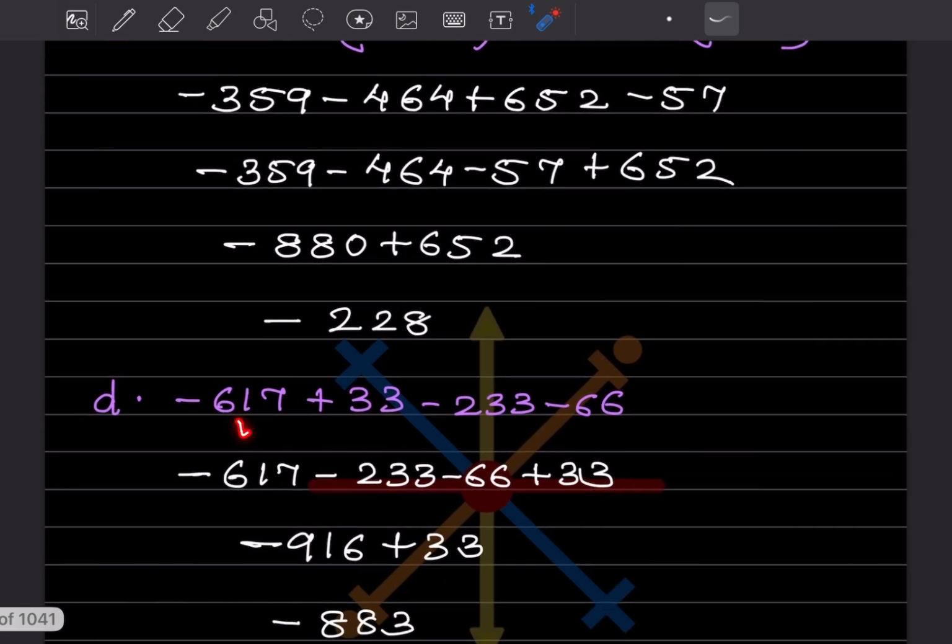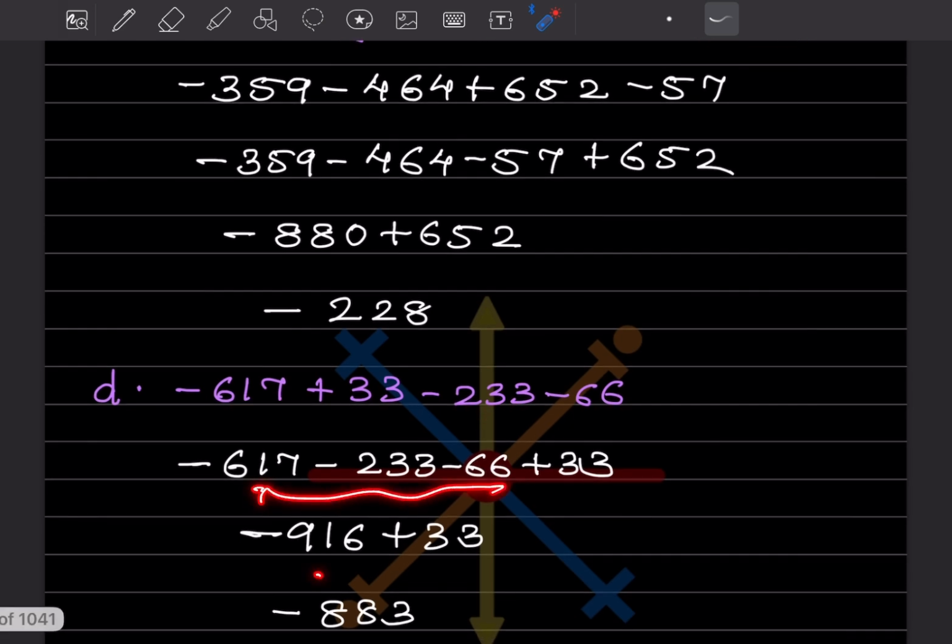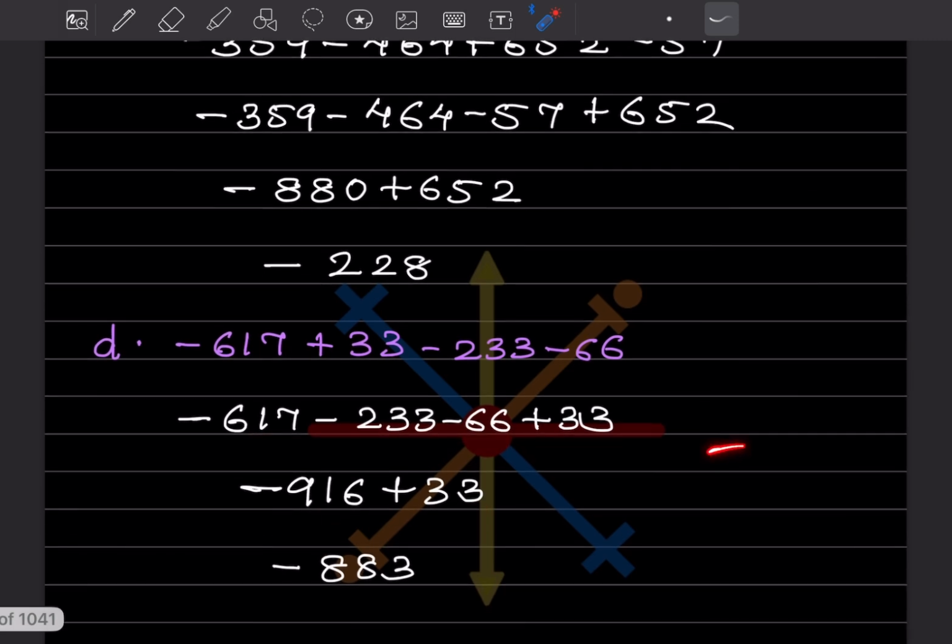Again here, this and this one together, here plus 33. So that is going to be minus 916 plus 33. That will be minus 883.